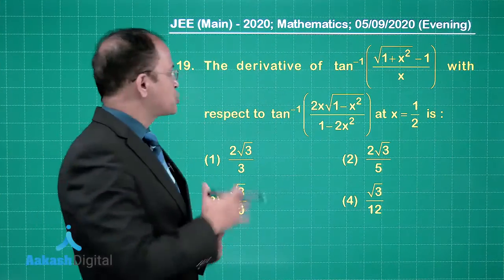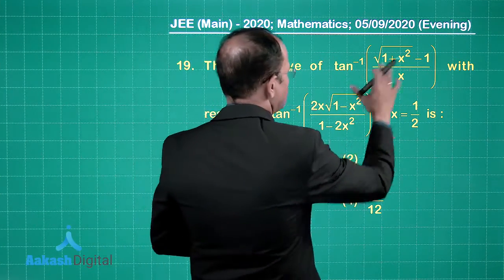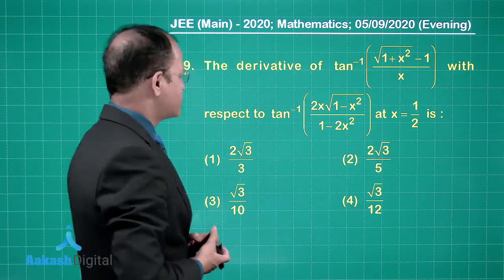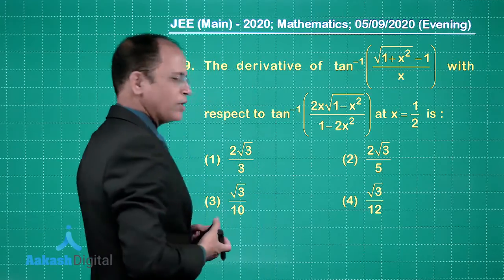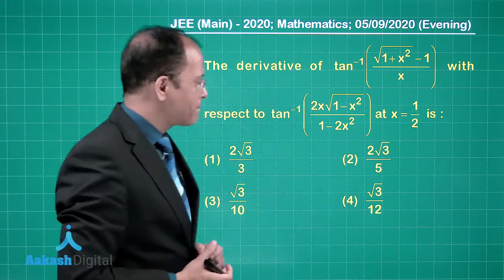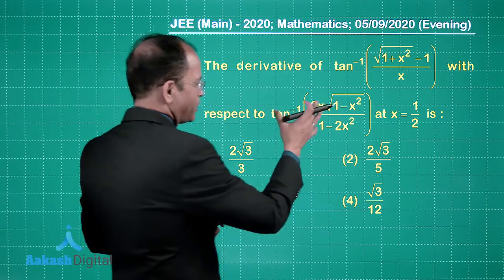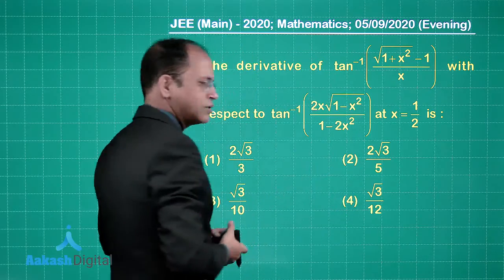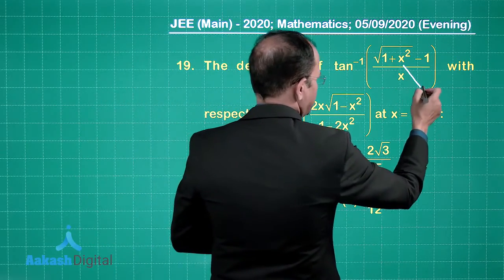Now let's talk about question number 19. If you see here, the derivative of tan inverse of under root of 1 plus x square minus 1 upon x with respect to tan inverse of 2x under root of 1 minus x square upon 1 minus 2x square at x is equal to half is what? So these are the 4 options which are given to us. So here, yes, because this is an inverse expression, so we can just simplify this. So there are 2 substitutions need to be done.